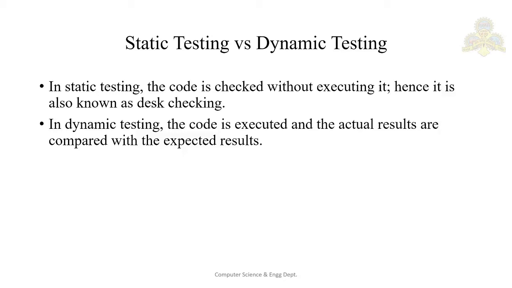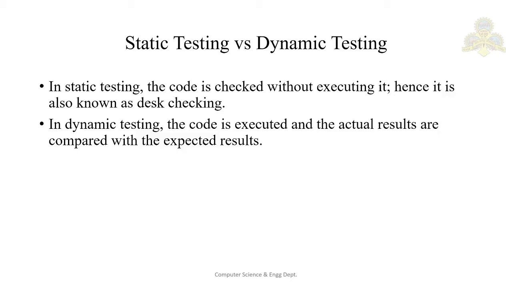This static testing can be done formally in a meeting or informally. Informally, in the sense that two or more developers, or one developer and one tester, can sit together and do this kind of testing, that is desk checking or static testing. The next one is dynamic testing. In dynamic testing, the code is executed. That means the program you have written will be executed by giving inputs, and it will be checked for the actual results, whether your expected results are the same as your actual results.